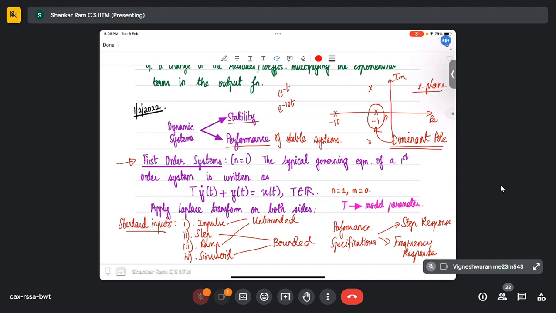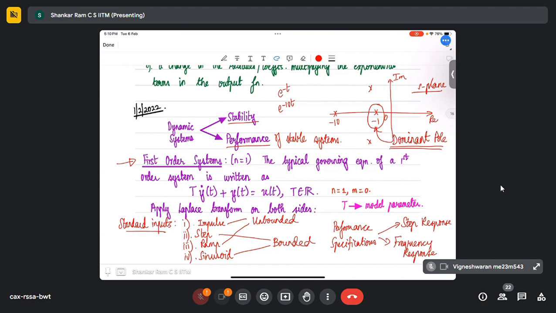But then if you look at the performance of stable systems, and we look at poles in the left half complex plane, the first thing to note is that the poles which are closer to the imaginary axis are those which are going to have a longer impact on the response, right? That's something which we have seen. So those are what are called dominant poles. So typically we are going to have one dominant pole on the real axis or a pair of complex conjugate dominant poles. That is the reason why we look at the response of first order systems and second order systems to quantify performance.